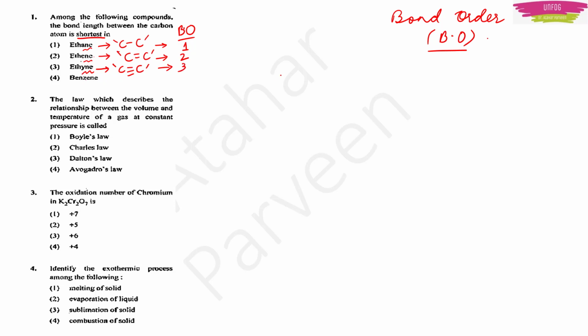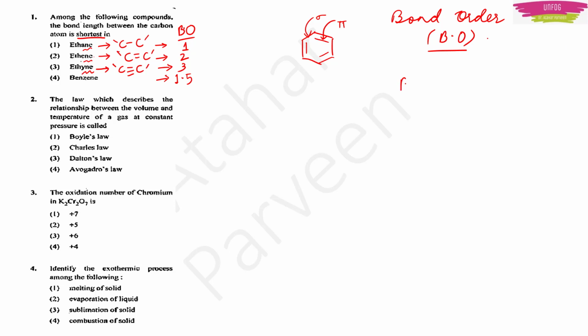Next we have benzene. So the benzene structure looks like this. It has alternating single bonds and double bonds. A single bond is known as a sigma bond, and a double bond or a triple bond has pi bonds. So it has alternating sigma bonds and pi bonds. After calculating the number of bonding electrons and anti-bonding electrons present in benzene, the bond order comes as 1.5. Now we have the bond orders, but the question is asking for the bond length, the shortest bond length.